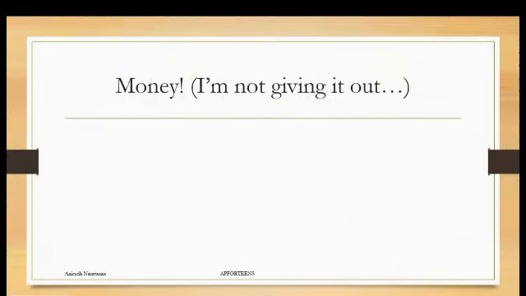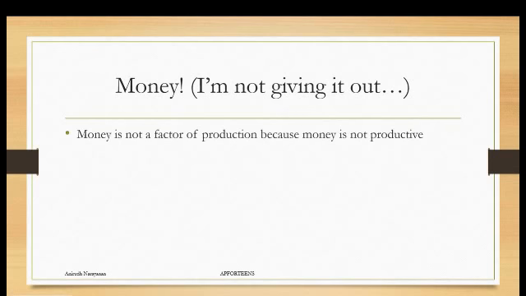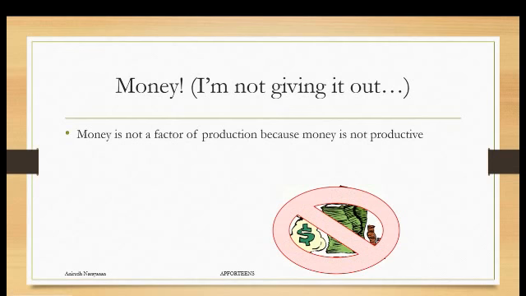Now let's talk about money. Everyone's perked up now, I can tell. No, I'm not giving it out, so don't expect money. Money is not a factor of production, because money is not productive. Now you may be wondering though, why is money not productive? I mean, it's money. Money can do everything, right?